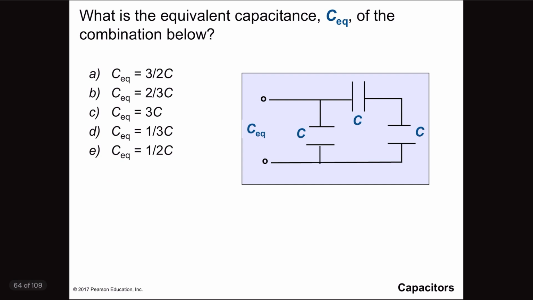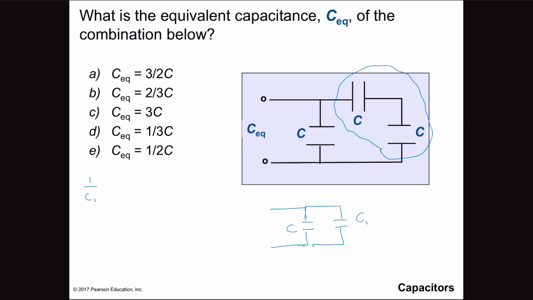All right, what is the equivalent capacitance, C equivalent, of the combination below? So if we look here first, we see these two capacitors are in series, which means we can add them up and we'll get a new circuit where this is C and this will be, well, we'll figure it out in terms of C. So this will be, let's call it C1, I guess.